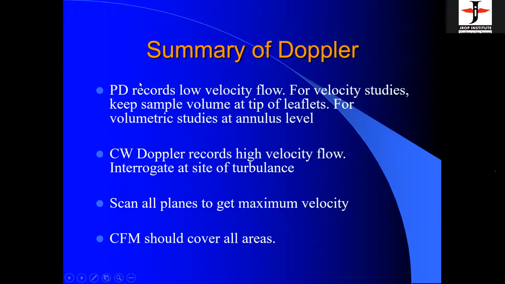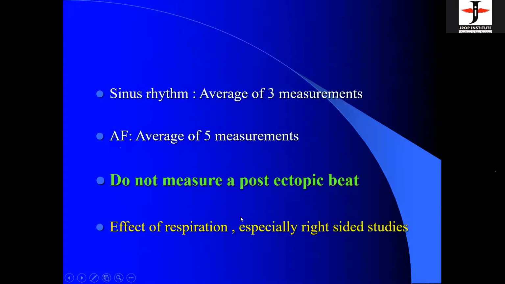So the summary is: a pulse Doppler records a low velocity flow. For velocity studies, keep the sample volume at the tip of the leaflets. CW Doppler records high velocity flow; interrogate at the site of turbulence. Scan all planes to get a maximum velocity, and color flow mapping should cover all areas. Every view, every structure you cover with color flow mapping, and then scan to get a maximum velocity.